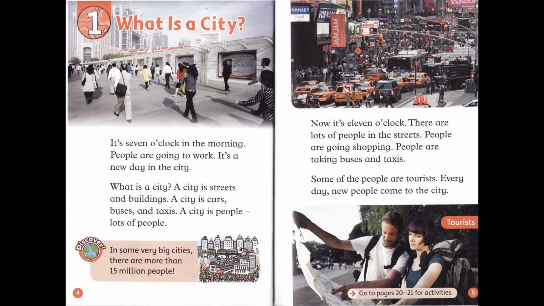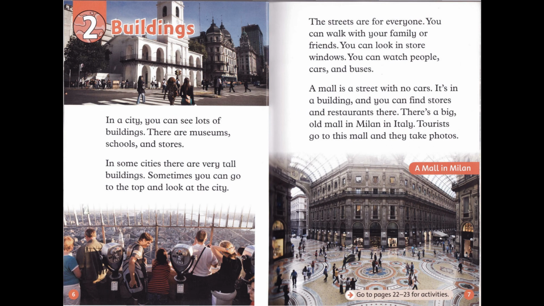Chapter 2. Buildings. In a city, you can see lots of buildings. There are museums, schools, and stores. In some cities, there are very tall buildings. Sometimes you can go to the top and look at the city.